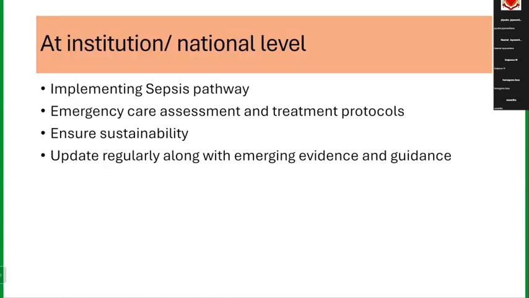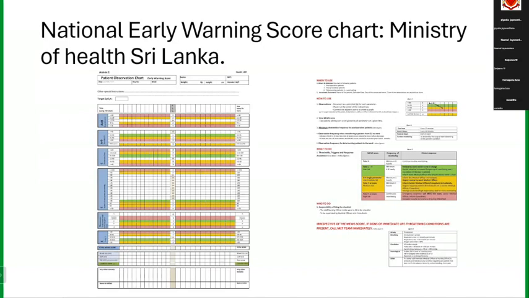And how are we going to do this in our institutions? Many patients come to our hospitals with different kinds of symptoms and signs. If they have an infection, please implement a sepsis pathway. Emergency care assessment and treatment protocols should be implemented, and make sure that it is sustainable. Have a sepsis pathway, make it sustainable, and update regularly along with emerging evidence and guidance. In Sri Lanka, we have taken a step forward. The Ministry of Health Sri Lanka has a national early warning score chart implemented, so we can use it to identify organ dysfunction in these patients.